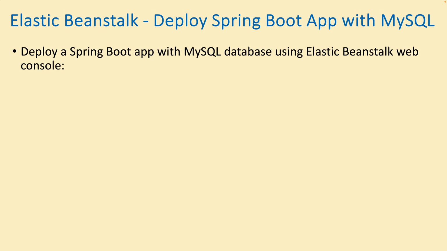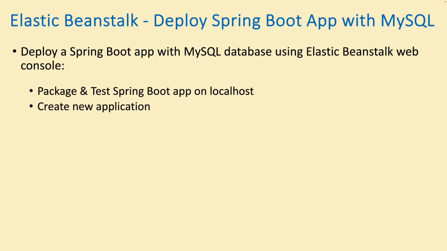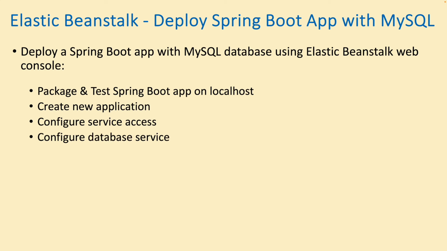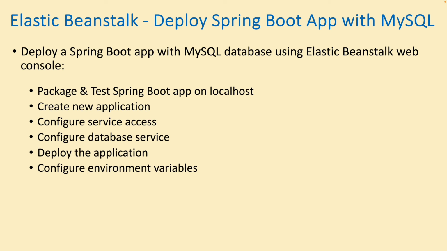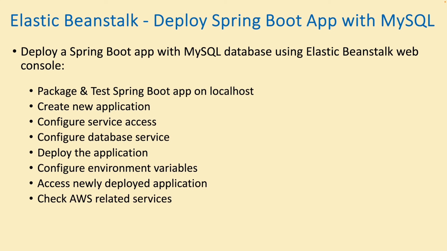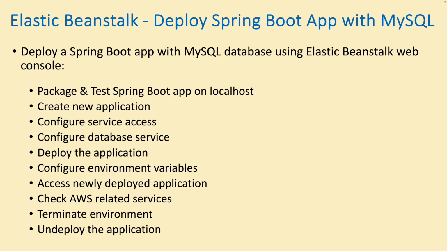Throughout this video, I'd like to share with you the steps to deploy a Spring Boot application with MySQL Database using Elastic Beanstalk Web Console with the following steps. Package and test a sample Spring Boot application on localhost. Create a new application using Elastic Beanstalk Web Console, then configure service access, then configure database service, and deploy the application. Configure environment variables, access newly deployed application, check AWS related services, terminate environment, and finally undeploy the application.